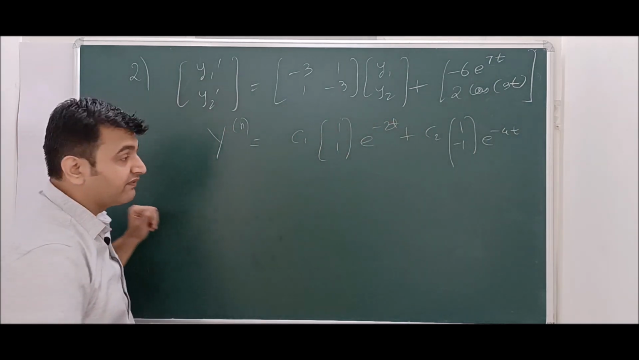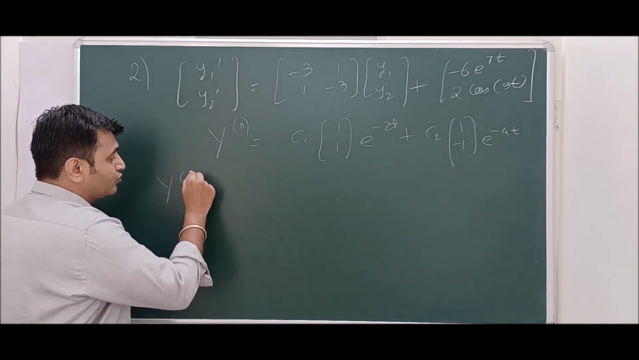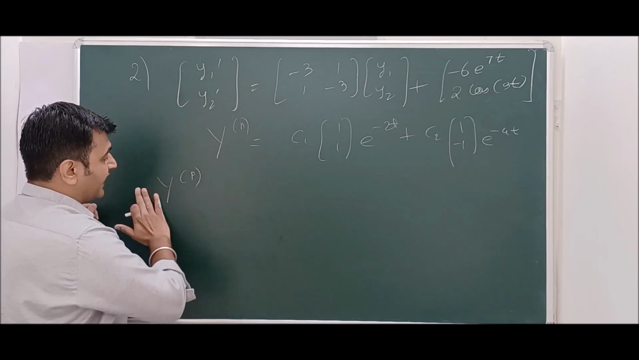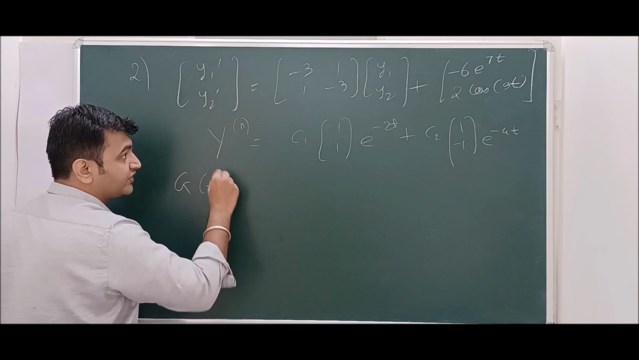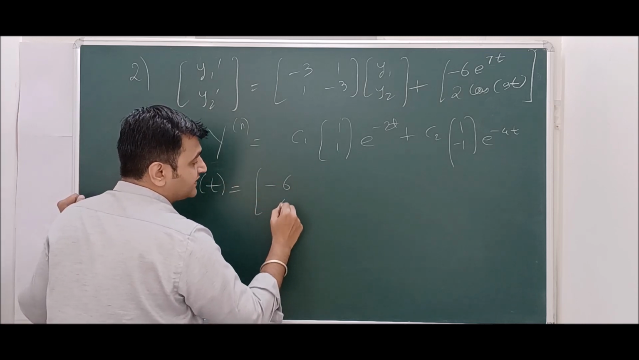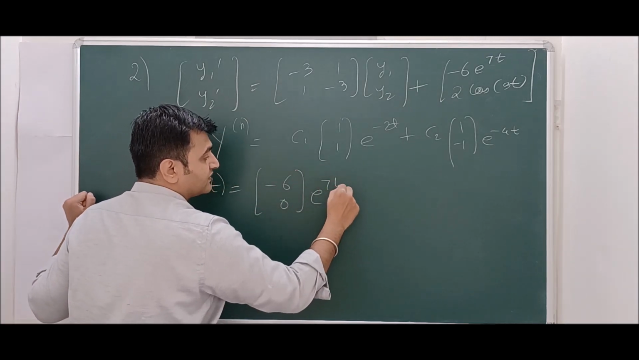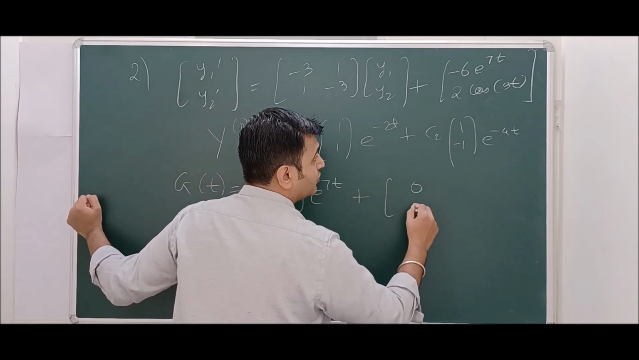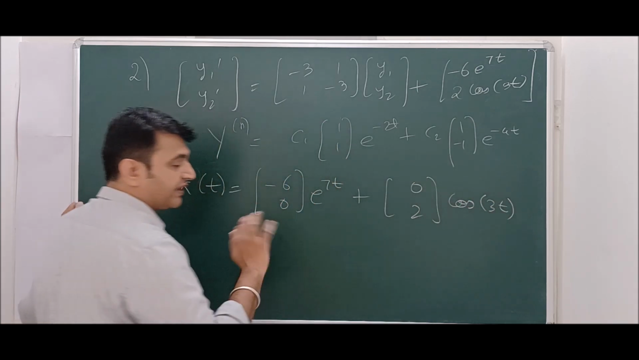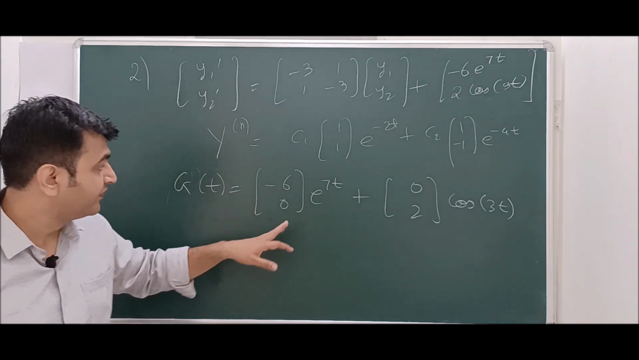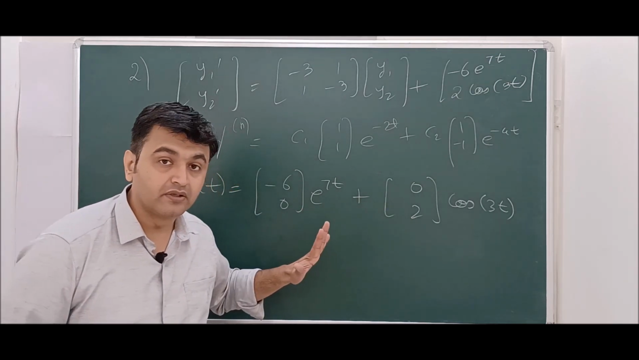So I need to choose my YP, right? So what YP do you choose? Now your right hand side, see, now they are different. So first thing you do is you write your G of t as minus 6, 0 e raised to 7t plus 0, 2 cos of 3t. I have just separated exponential and trigonometry. So that's why I got this 0 over here.